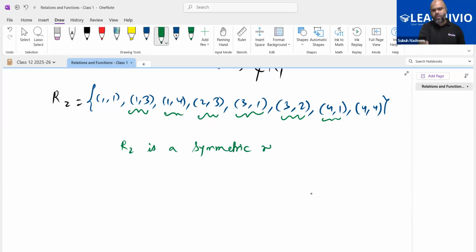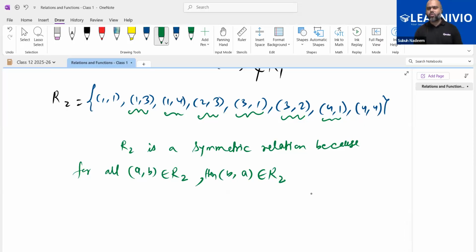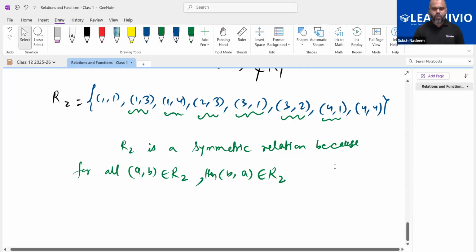So R2 is a symmetric relation because for all (a, b) belonging to the relation R2, (b, a) also belongs to the relation R2. Then (b, a) also belongs to the relation R2.